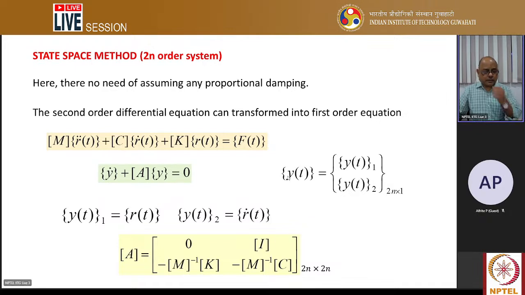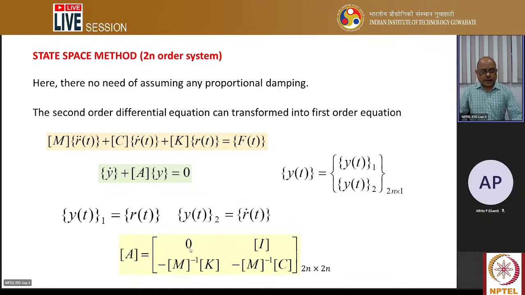Writing the state vector, say y. Y is a state vector. Introducing the state vector, it has two sets of values. The first set, say y1, contains the displacement, and the second set contains the velocity. So it becomes a 2n cross 1 vector size. So the other equation, say A, also becomes 2n by 2n size. Now you can see the A matrix is augmented. The augmented A matrix is here.